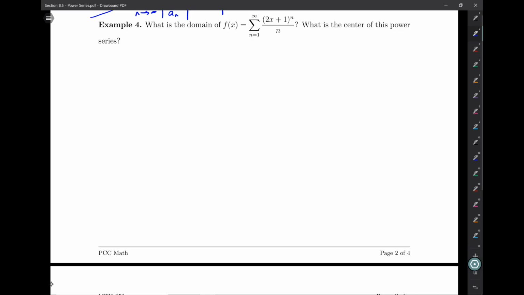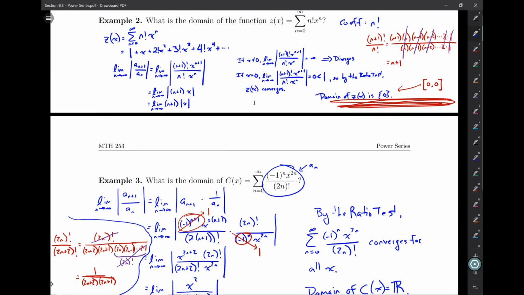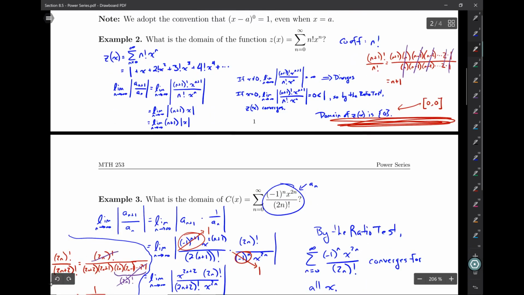I actually then want to ask, what is the center of this power series? Now, we were talking about before that the center of a power series was kind of like the halfway point between the endpoints of the interval. So we noted that the center of the power series in example 1 for g of x, halfway between negative 1 and 1, was 0. Well, halfway between 0 and 0 is 0, so we can even say the center in this particular case is 0.